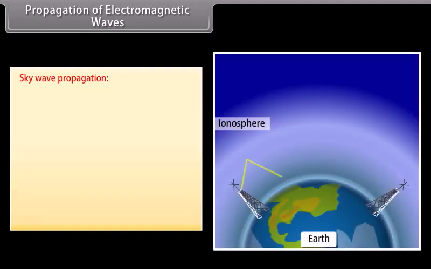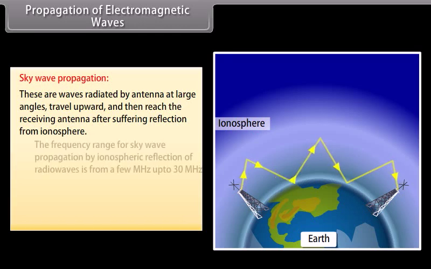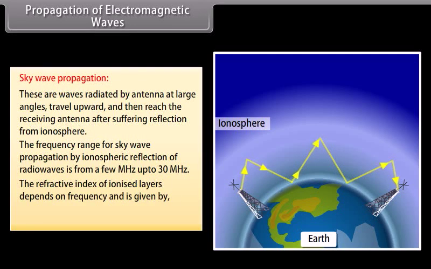Sky wave propagation. These are waves radiated by the antenna at large angles, which travel upward and then reach the receiving antenna after suffering reflection from the ionosphere. The frequency range for sky wave propagation by ionosphere reflection of radio waves is from a few megahertz up to 30 megahertz. The refractive index of ionized layers depends on frequency and is given by square root of 1 minus 81 upon f square.